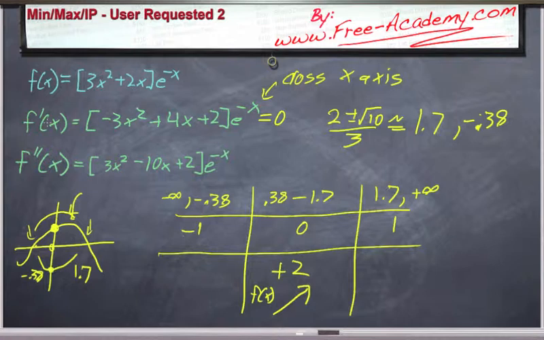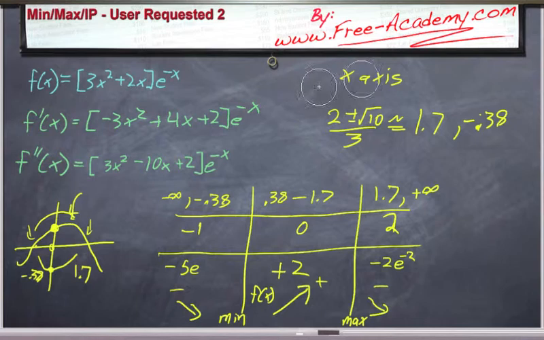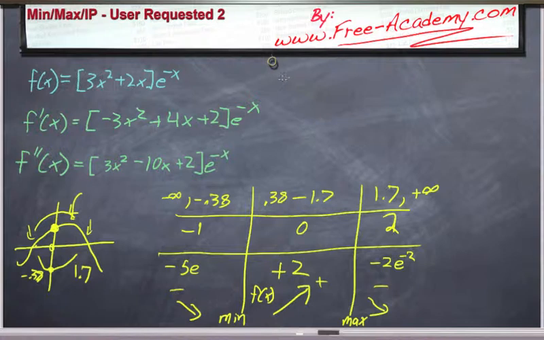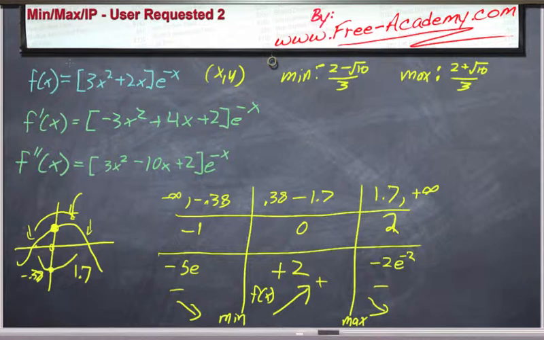Now we'll do the same thing, putting negative 1 into our first derivative and positive 2 into our first derivative. And what we get out is minus 5e and minus 2e to the negative 2. So this is minus, this is minus, this is plus. So this is decreasing, increasing, decreasing. So this is a minimum, and this is a maximum. So we have a minimum occurring at (2 minus the square root of 10) divided by 3, and we have a maximum occurring at (2 plus the square root of 10) divided by 3. And if you want the x and y form of this, you just plug this value into f of x and you get the y value out to determine the actual points.